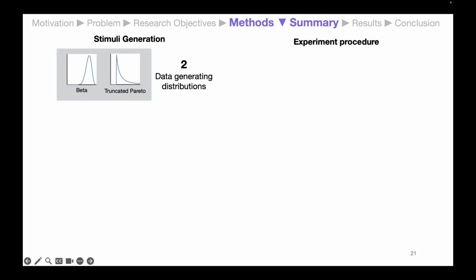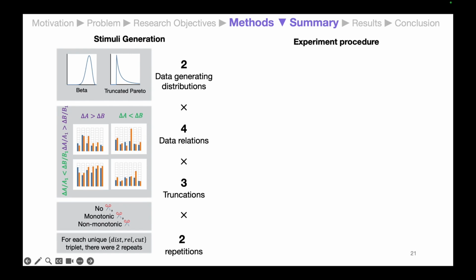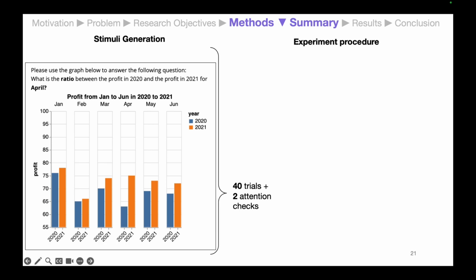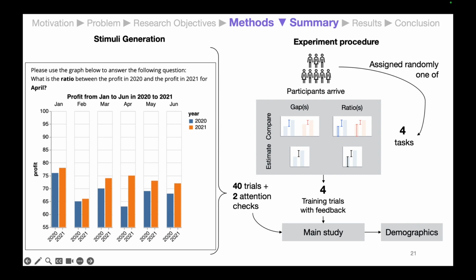To summarize, we have 2 data generating distributions, 2 data relations, 3 truncations, and for each unique combination of distribution, relation, and cut, there are 2 repetitions. This gives us a total of 40 trials and 2 attention checks. And here's an example question that we show to the participant. We recruited participants and randomly assigned them one of 4 tasks. Participants then go through 4 training trials with feedback before seeing the main study. After the participants finished the main study, we collected demographics related information from them.